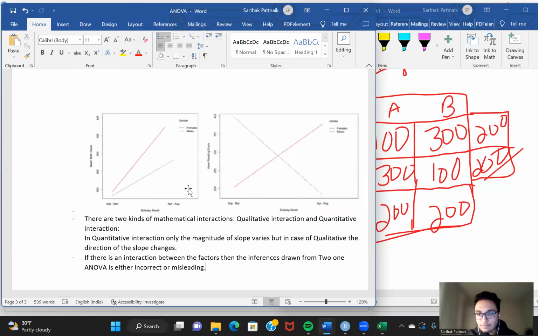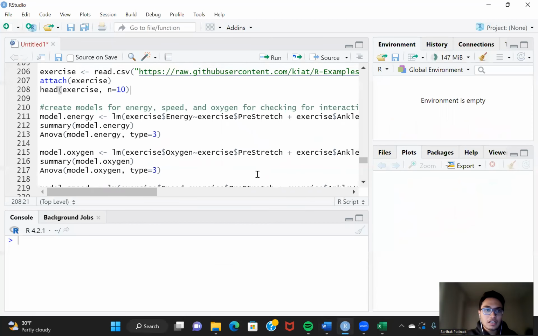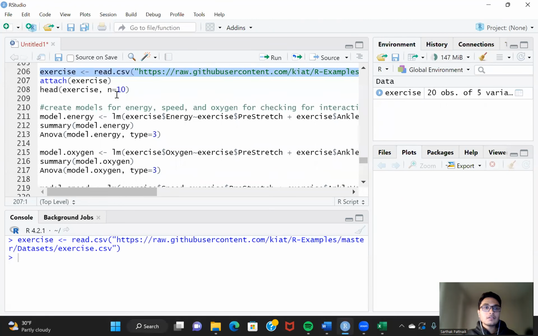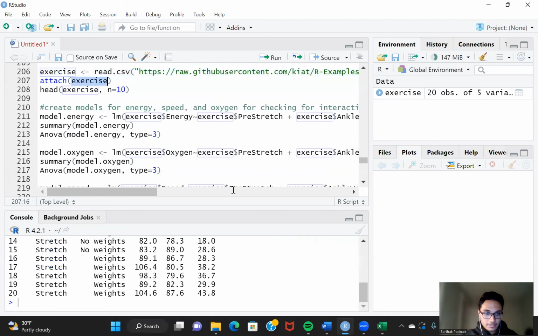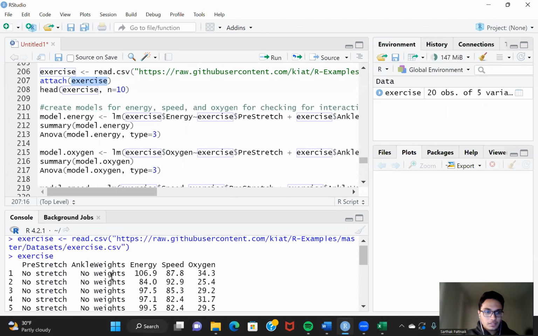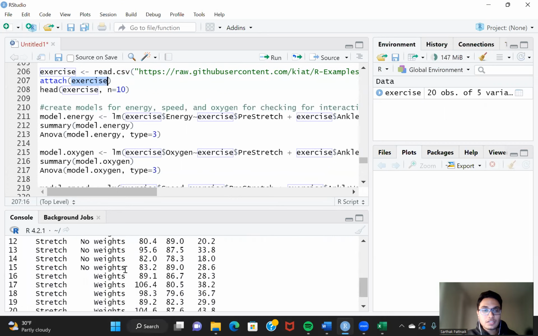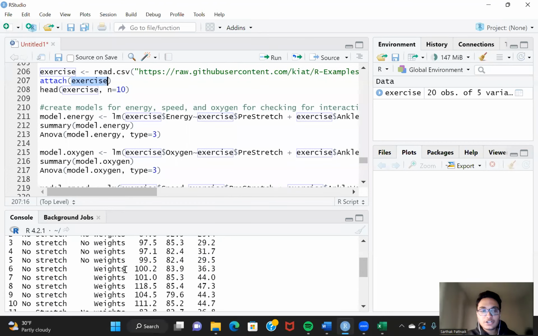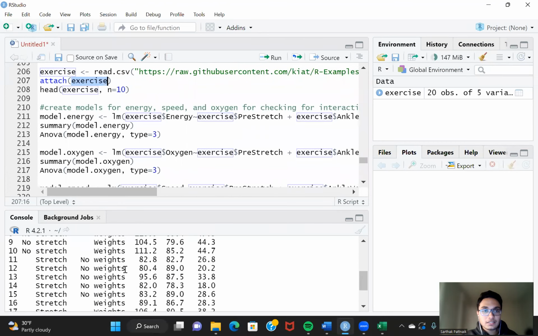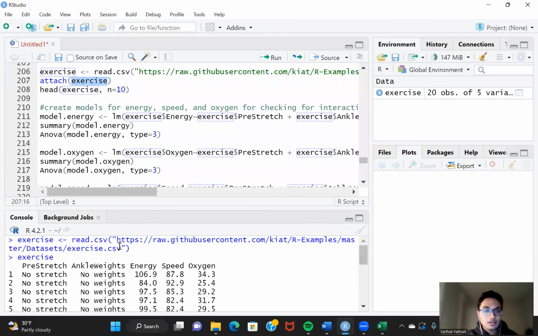Now that we have looked at the theoretical aspect of it, let us go to R and do a sample R problem. I have a data set called exercise. I have taken it from GitHub. It looks something like this. There is a column called pre-stretch. There is a column called ankle weight. If you see, there are two categories in both: no stretch and stretch, and no weights and weights. So there are two factor variables and three parameters.